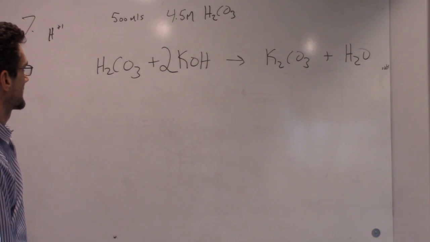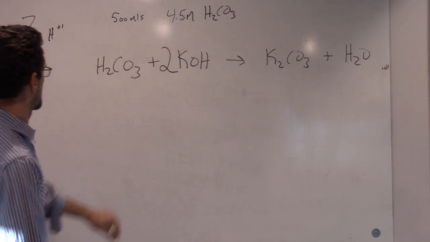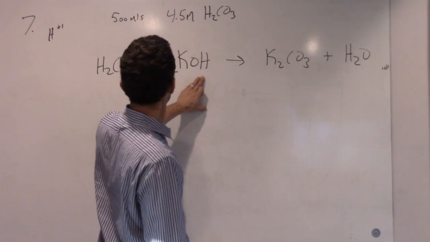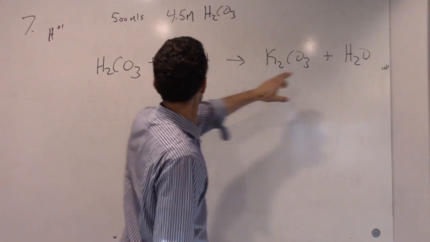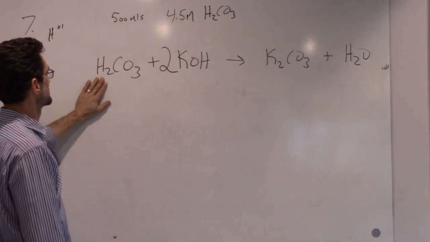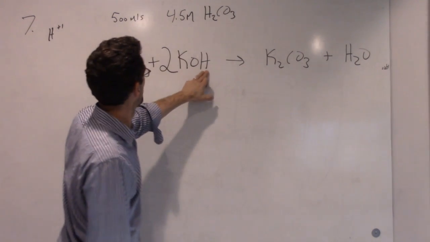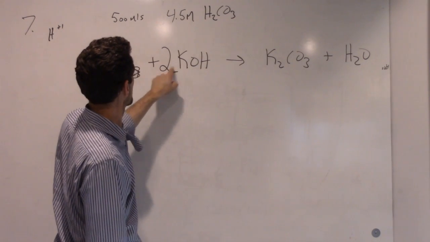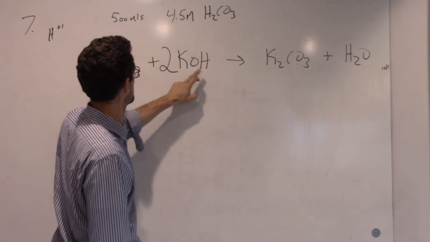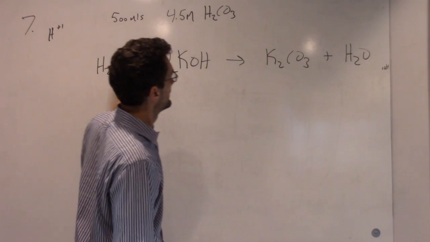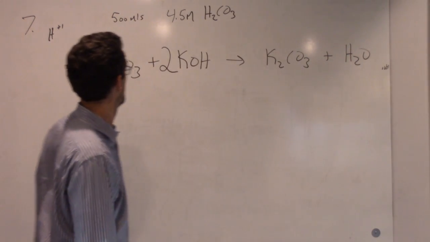Now what do I got? I got 2 hydrogens here. I got 4 hydrogens over here, right? 1, 2, 3, 4. This 2 comes to here, so I got 2 times 1 hydrogens, 2 hydrogens. I got 4 hydrogens over here. Only got 2 hydrogens over here.